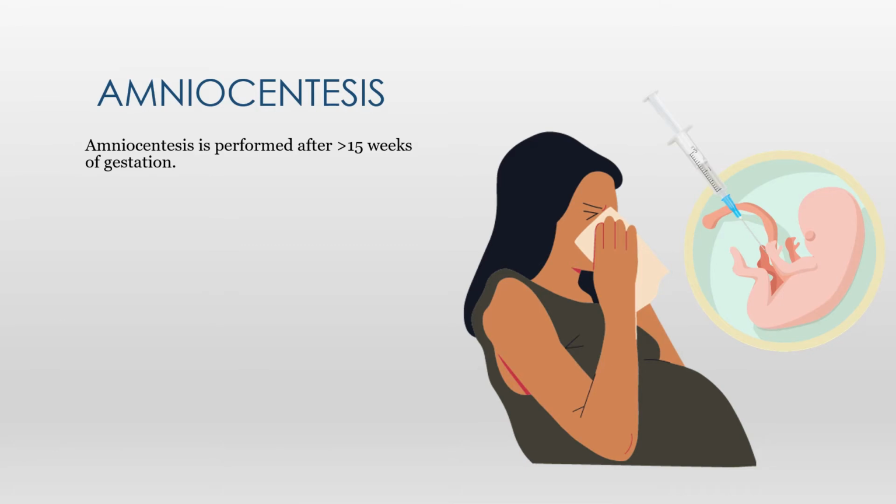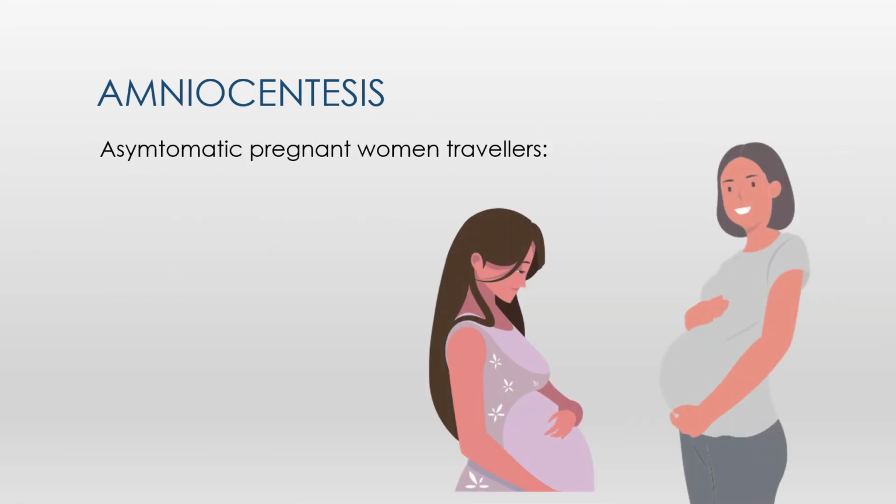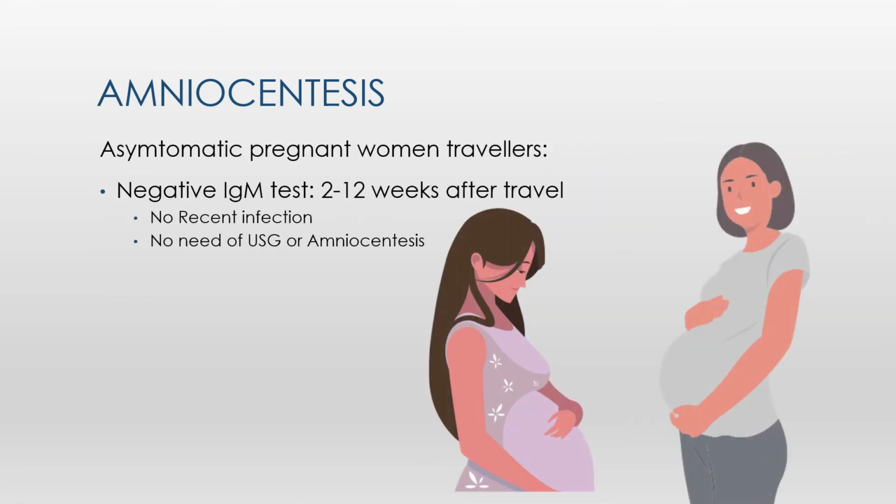So here a question arises, do all pregnant women go through this? Certainly not. Only symptomatic pregnant women with 2 or more symptoms, with a history of recent travel within 2 weeks to an area where Zika virus transmission is ongoing, and those pregnant women who have a positive or inconclusive maternal serum test for Zika virus. An asymptomatic pregnant woman traveler needs to do IgM ELISA within 2 to 12 weeks of travel. If it comes negative, it confirms there is no recent infection and hence no need to do amniocentesis.